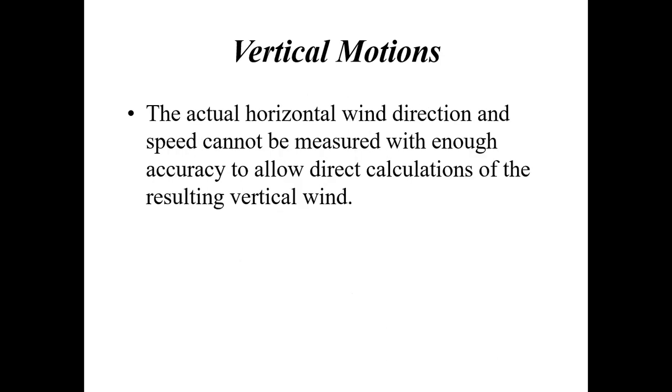The actual horizontal wind direction and speed cannot be measured with enough accuracy to allow direct calculations of the resulting vertical wind. In other words, the horizontal winds that blow across the Earth's surface are not enough to allow direct calculations. We cannot use that wind that's happening on the Earth's surface to accurately depict the resulting vertical wind.